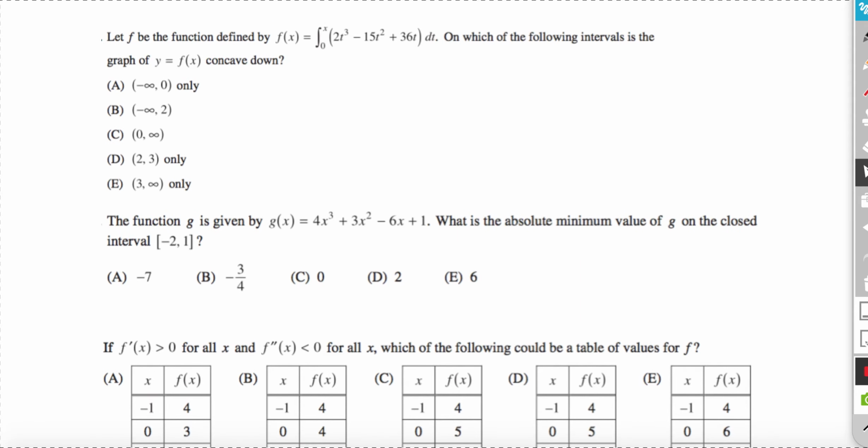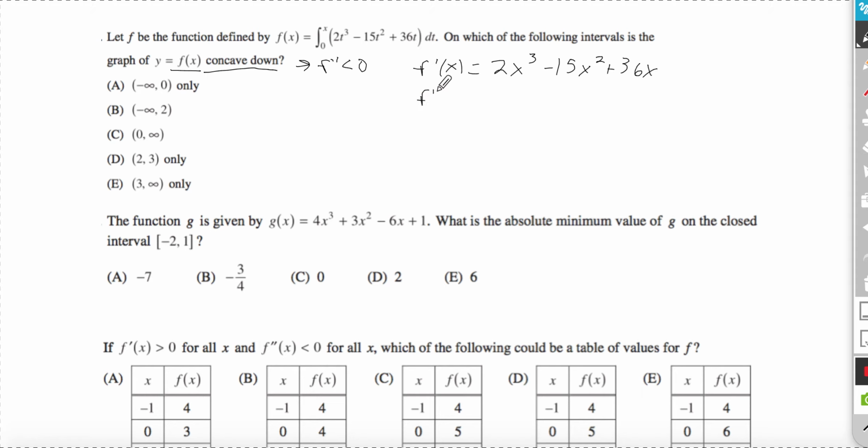Moving on. Let f be the function defined by this accumulation function. On which of the following intervals is the graph of f concave down? I want f to be concave down, so that means I want the second derivative of f to be less than 0, to be negative. So f of x is this integral. So what's f prime? Well, the derivative and antiderivative cancel each other out. They're inverse operations, and we'll be left with 2x cubed minus 15x squared plus 36x. There we go. That's the first derivative.